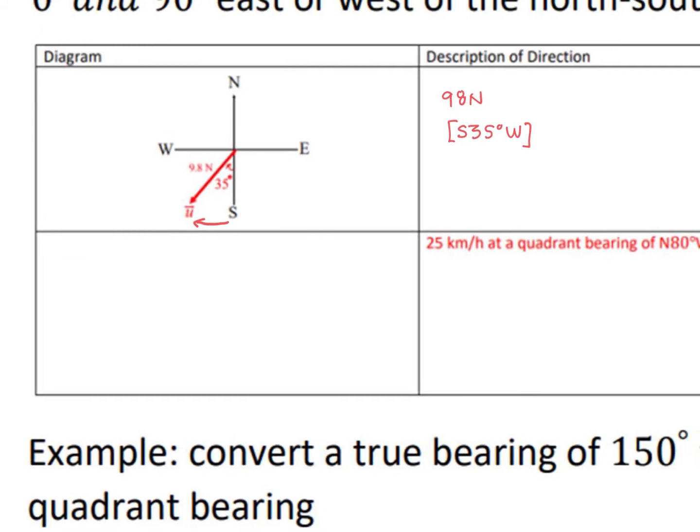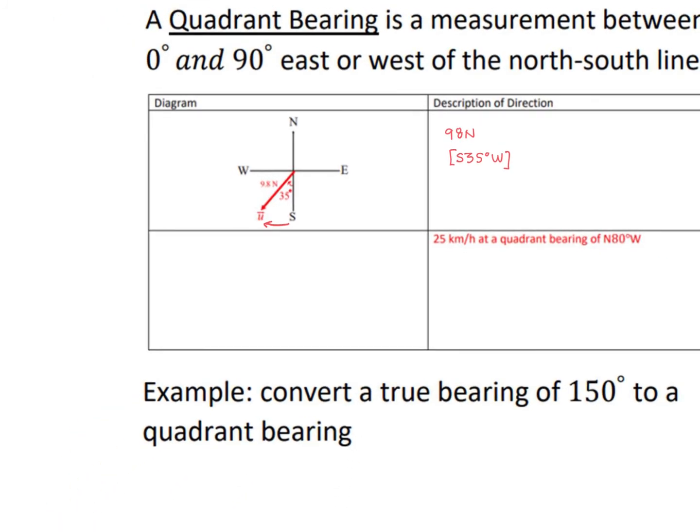In this one, we have a description of 25 kilometers at a quadrant bearing of north 80 west. I want to draw this diagram. I'm going to do my north, south, east, west, and I'm starting at north and I'm headed towards the west. So I'm starting at north and I'm headed in the westerly direction, 80 degrees. That would probably put me round about there. So this is 80 degrees and it is a 25 kilometer vector, or magnitude.